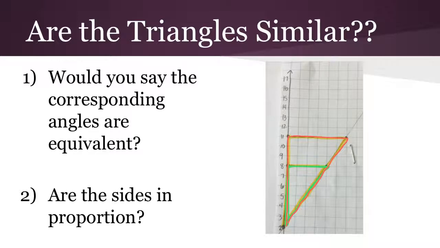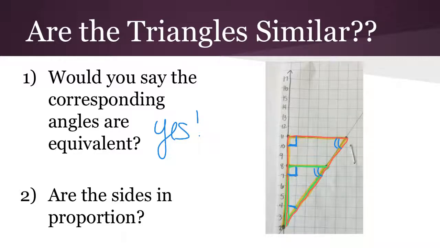Would you say the corresponding angles are equivalent? Well, obviously these angles have to be the same because they're one right on top of the other. And this corresponding and this corresponding are equal because they are 90 degrees. And in a triangle, if you have two corresponding sets of angles that are equal, then the last one has to also be equal. So, would you say they are equivalent? I would say they are.